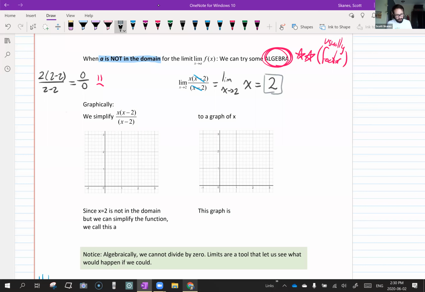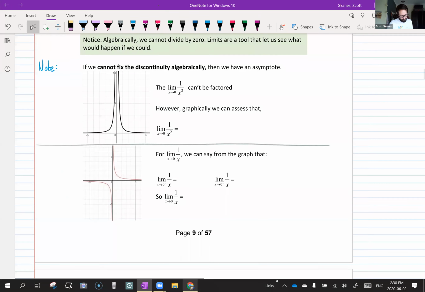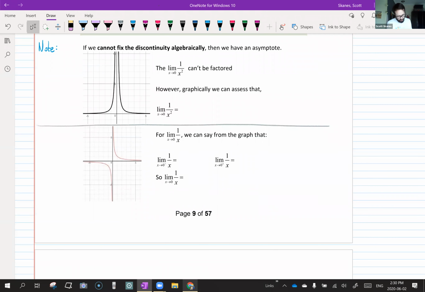This I'm going to skip. There's no real reason to worry about that. I'm just going to move past it. I will note this stuff. It says, if we can't fix it algebraically, if we can't factor and cancel, we probably have an asymptote. So it says here, the limit of this function, we can't factor that, but we can see graphically that as x goes to 0, we're going from the left and from the right. Even though nothing will cancel, we can see that it does have a limit. What's the limit? The limit is infinity.